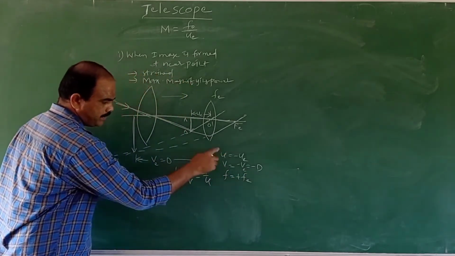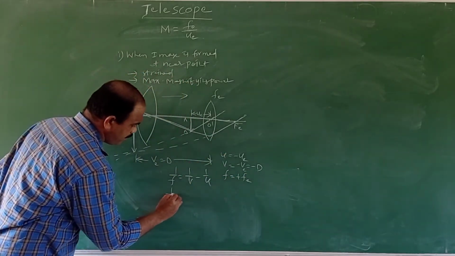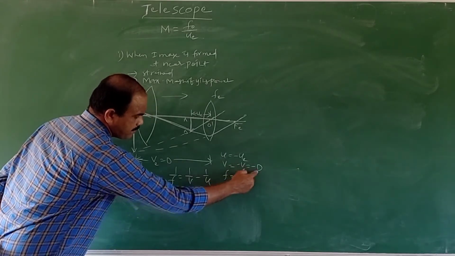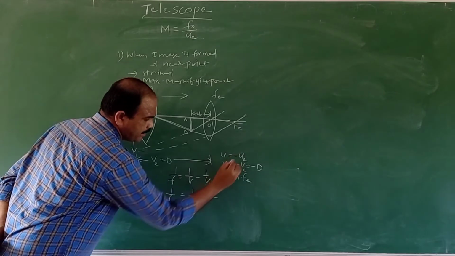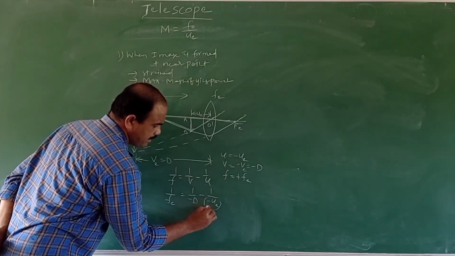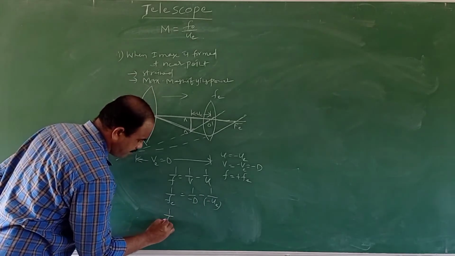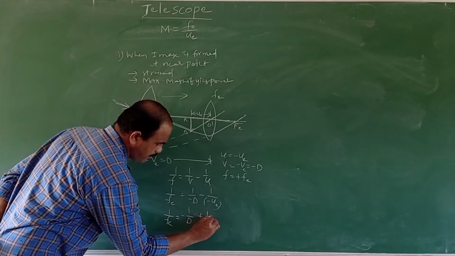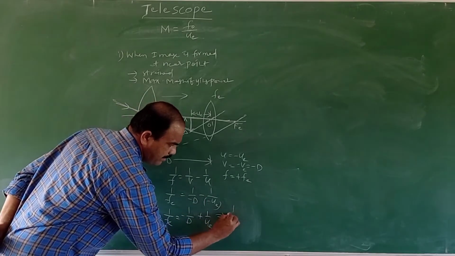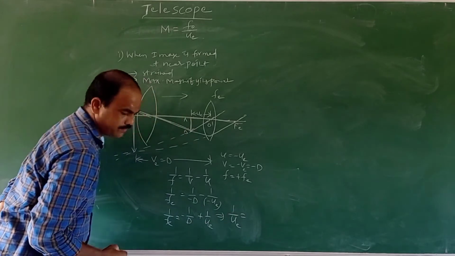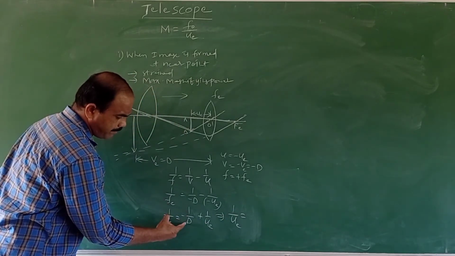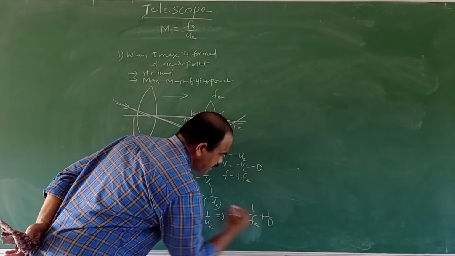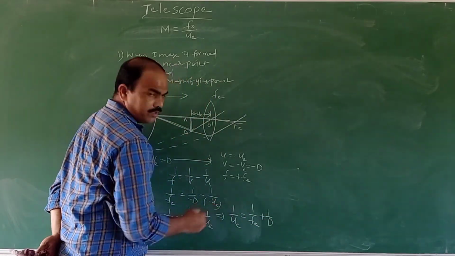When I substitute these values in this equation, what do you get? 1 by f_e equals 1 by v, v means minus D, minus 1 by u. u is nothing but minus u_e. So minus into minus is plus, 1 by f_e equals 1 by minus D plus 1 by u_e. So from this, 1 by u_e equals, when I bring the minus 1 by D to the left side, it becomes plus: 1 by f_e plus 1 by D. Now you get 1 by u, 1 by the object distance.